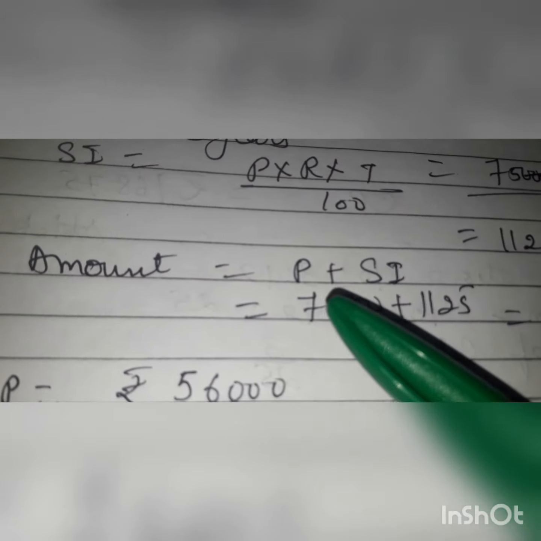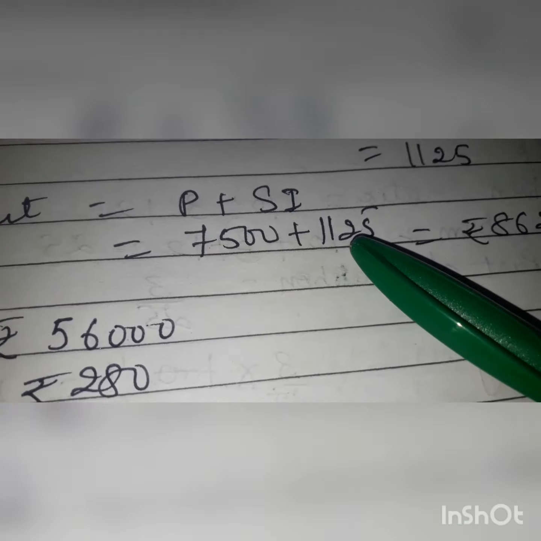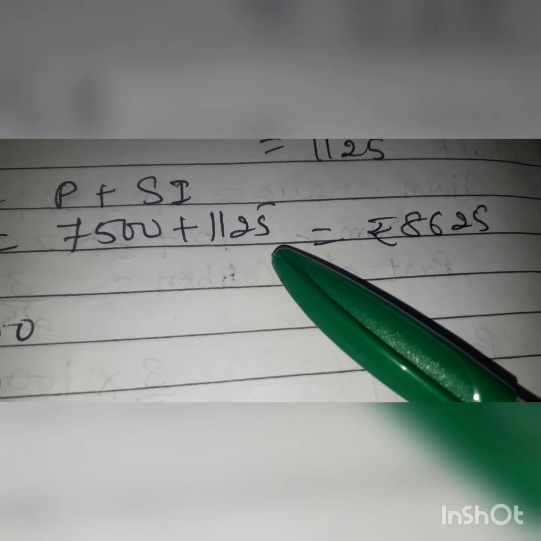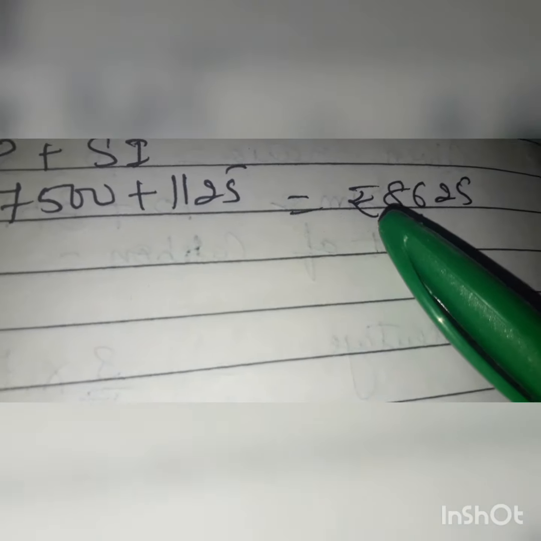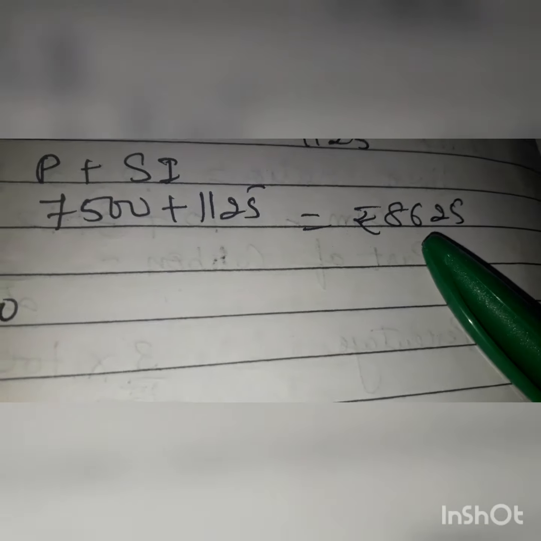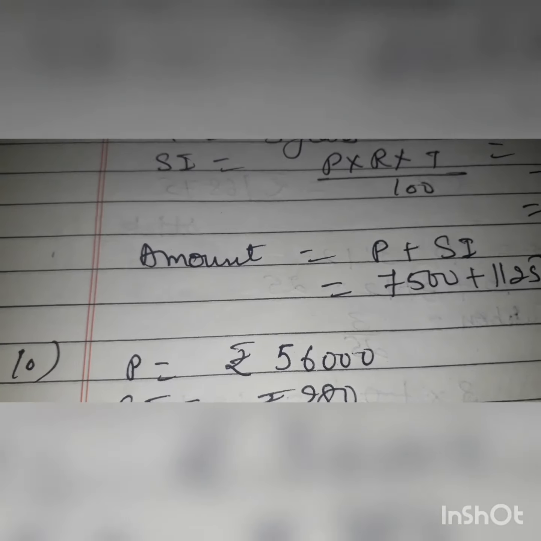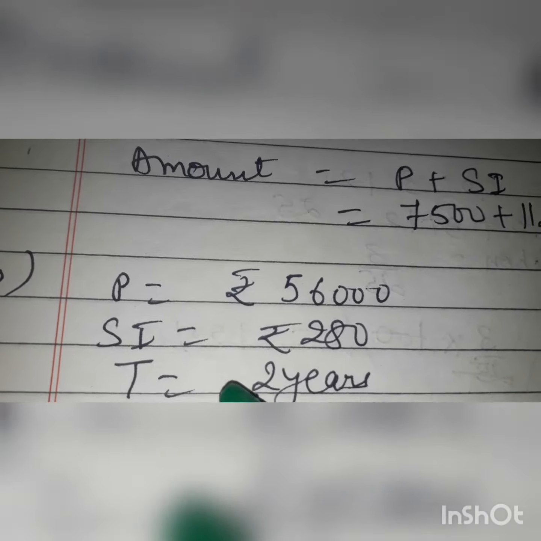The formula of amount is principal plus SI. Principal is 7500 plus 1125. Adding, the answer is rupees 8625. That is the amount of this question. Now the two parts of the ninth question are done. Let's move to the 10th question.